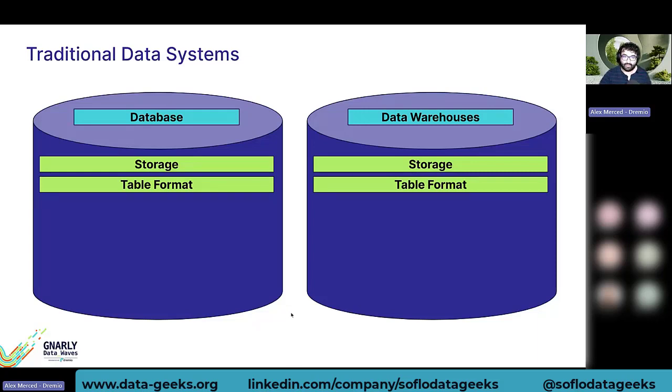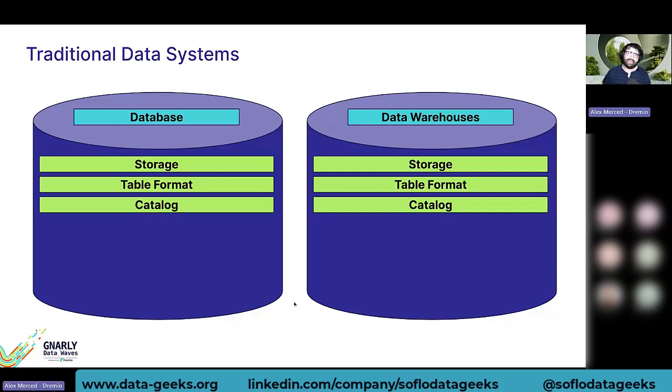A table format. Essentially, how do we know that certain data that's stored is table A versus table B? Well, under the hood, there has to be some sort of system to determine that. Cataloging. How do we know the variety of tables that exist within our system? Again, there has to be a way of doing that, but that's all abstracted away. I don't have to think about how that works when I'm using a database or a data warehouse.